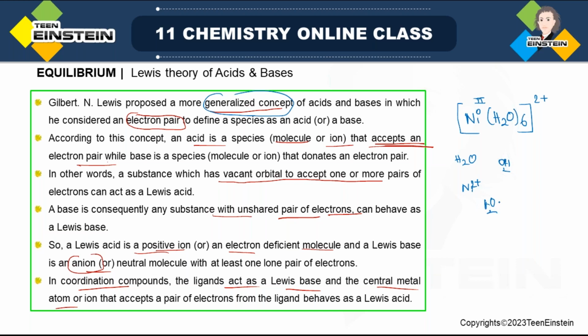These water molecules are basically donating an electron pair towards this nickel. There is a lone pair present over oxygen, so total 6 H2O molecules, with a lone pair over oxygen, can be donated to nickel 2+. So these water molecules are behaving as Lewis base, right? And this nickel 2+, which is accepting electron pair from these ligands H2O, will be treated as Lewis acid.